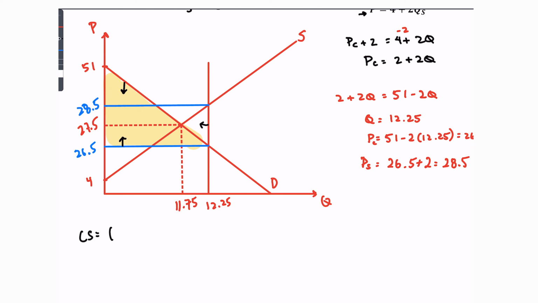So the difference between 51 and 26.5 multiplied by 12.25 divided by 2. So you'd get 150.0625.